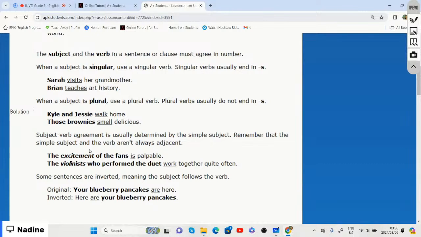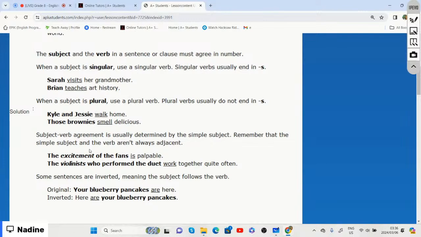All right. Some of our sentences are inverted, meaning the subject follows the verb. For example, we have the original sentence: your blueberry pancakes are here.